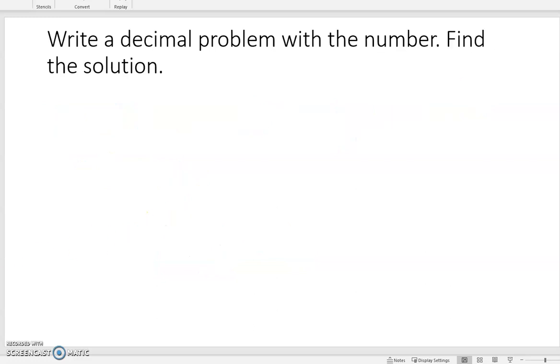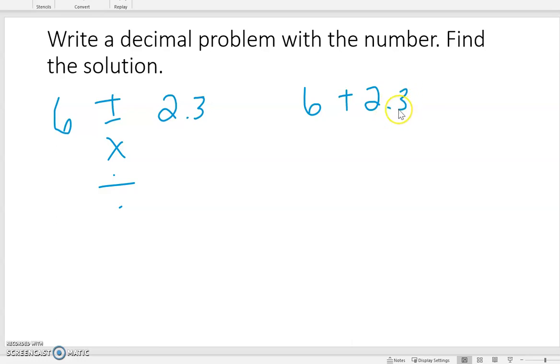For slide 6, you're going to write a decimal problem. So take your number, you can add, subtract, multiply, or divide it by anything that has a decimal, and then come up with your answer. Okay, so the problem I'll show you is if I take my number 6 plus the decimal 2 3/10. Make sure you show your work for full credit.